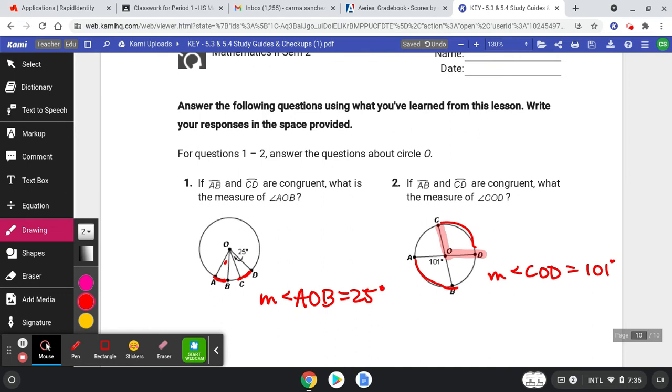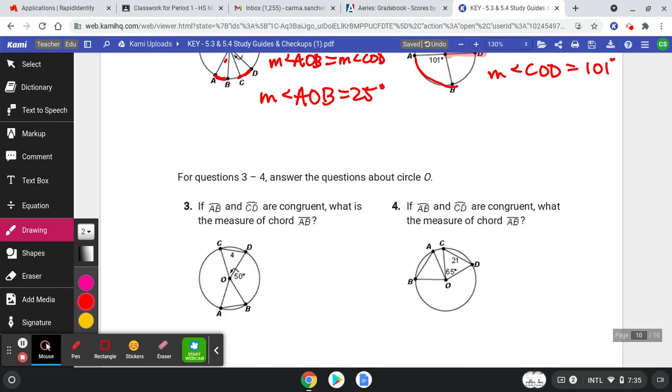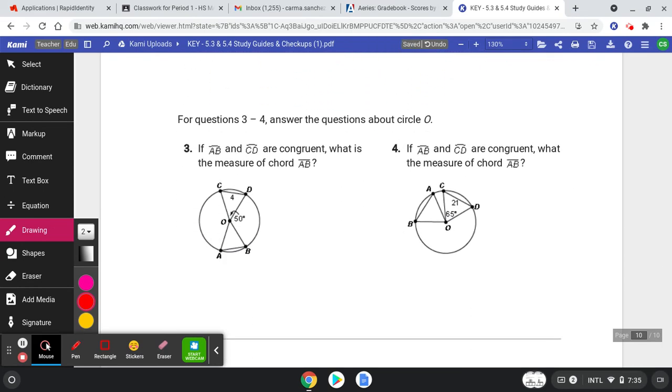So remember that here's the answer, but there's some work that we're going to be expected to do in Math 3. So we would say the measure of angle AOB is equal to the measure of angle COD. And then we would state that it's equal to 25. And over here, we would say that the measure of angle COD is equal to the measure of angle AOB. And therefore, it's equal to 101. Okay, questions 3 and 4.